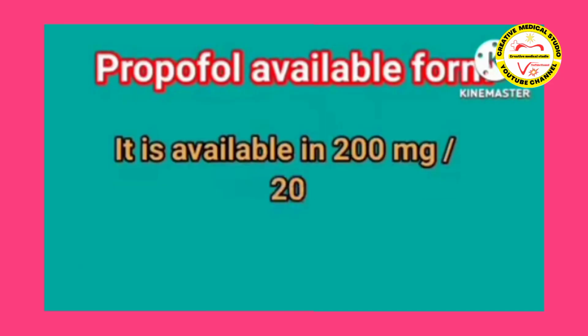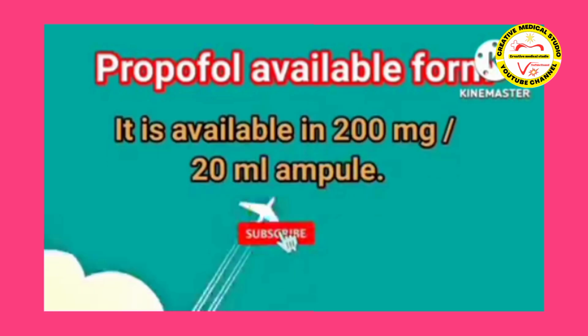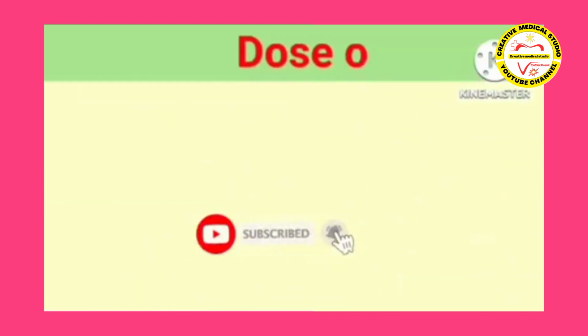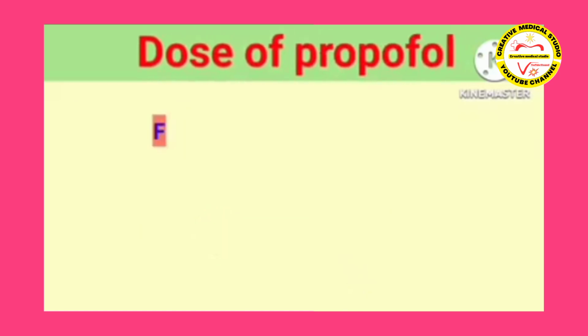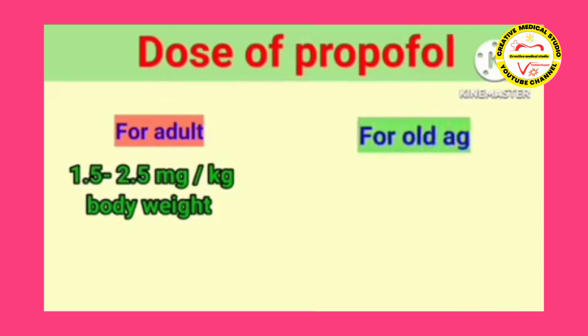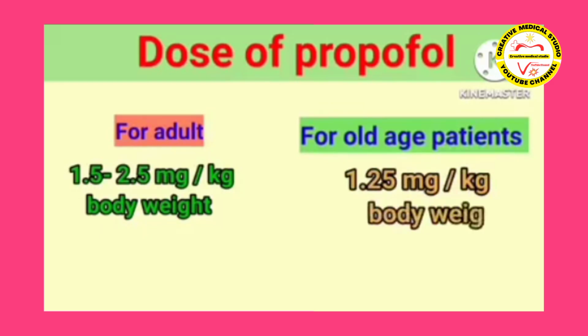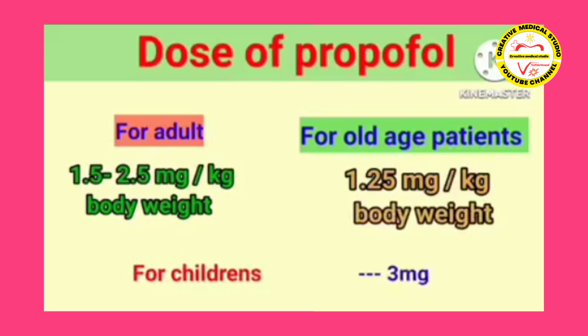It is available in 200 mg / 20 ml ampule. Dose of Propofol per adult is 1.5 to 2.5 mg per kg body weight. For old age patients, 1.25 mg per kg body weight. For children, 3 mg per kg body weight.